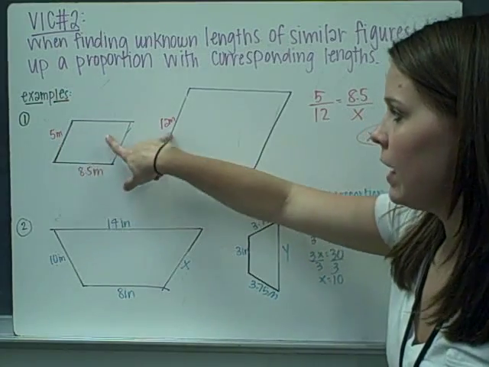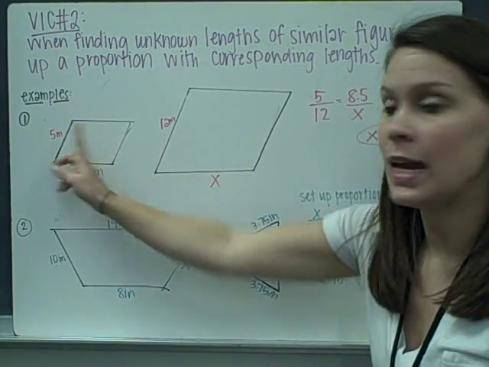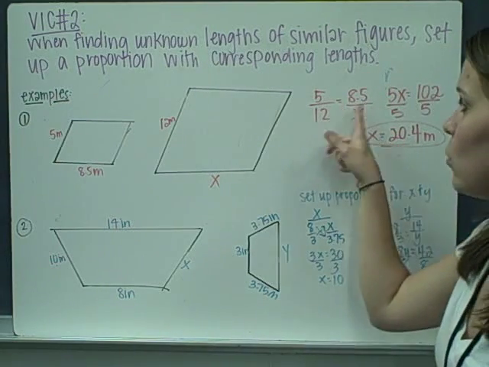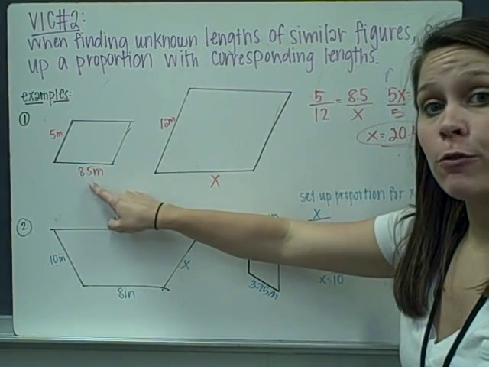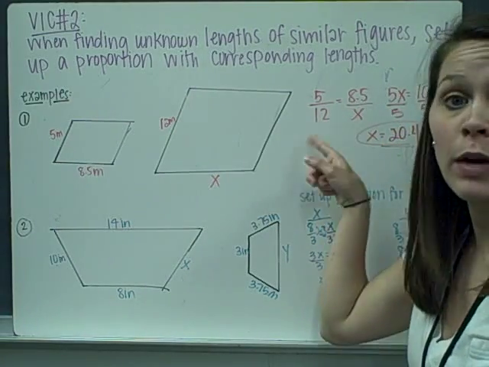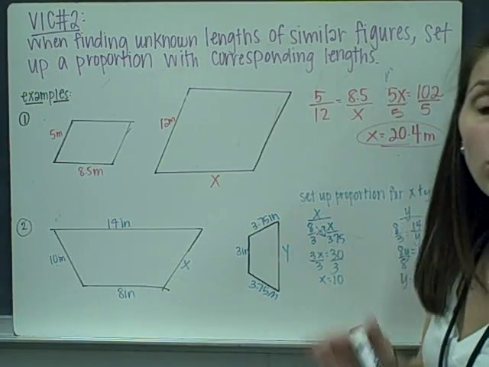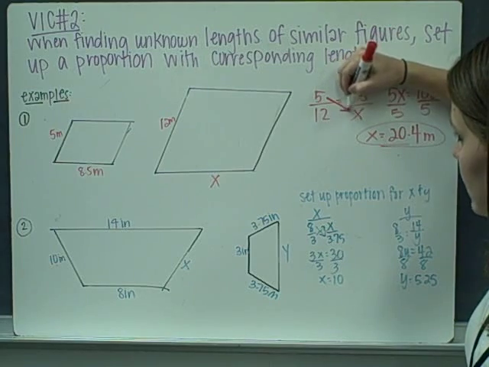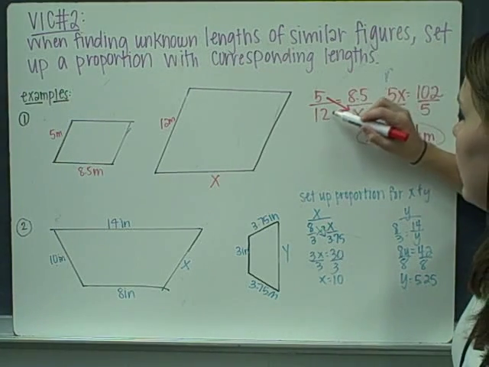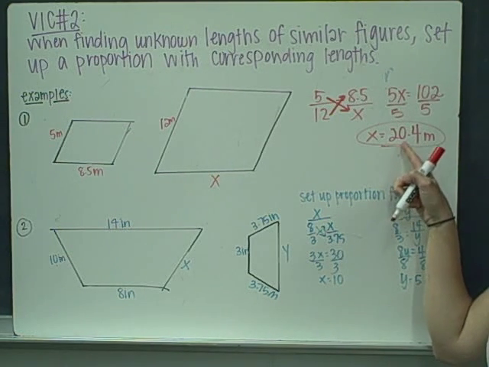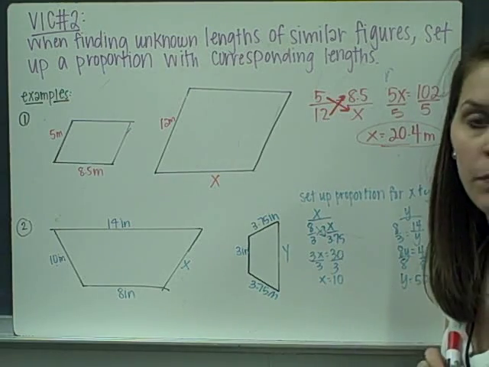So 5 and 12 are corresponding. They're the same side but on different figures. So we have 5 over 12 equals 8.5, and the 8.5 was first because the 5 came first in the first ratio, over x. Well, to solve a proportion, you cross multiply. So we have 5 times x, which is 5x, and 12 times 8.5, which is 102. Divide by 5, so we get x to be 20.4 meters.